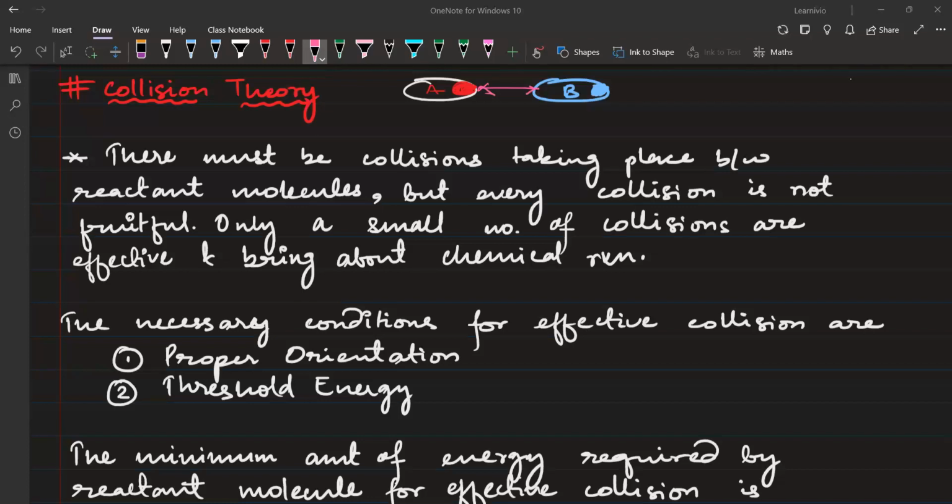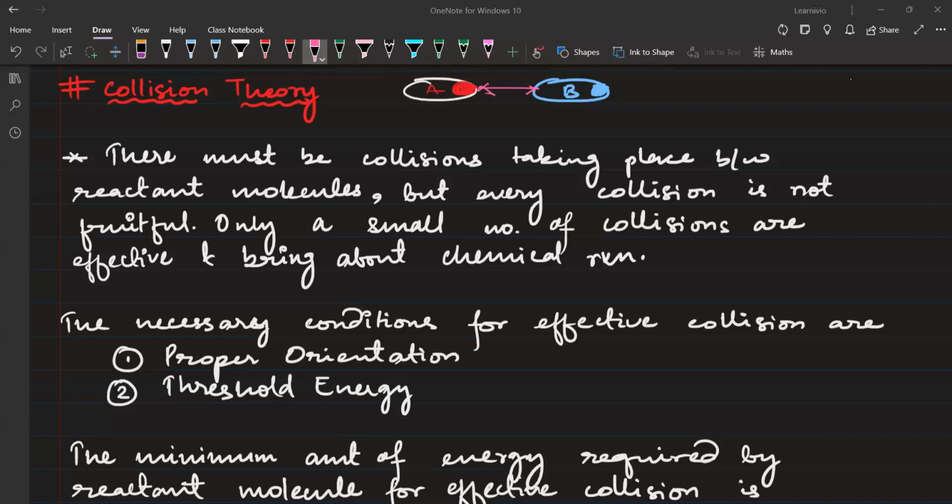Then only reaction can happen, and that we call proper orientation. So the molecules which are colliding, not all molecules will be colliding in the proper orientation, right? Only the molecules colliding in proper orientation will give you the chemical reaction, will give you the product. One more thing is that each collision should happen with a certain kind of energy.